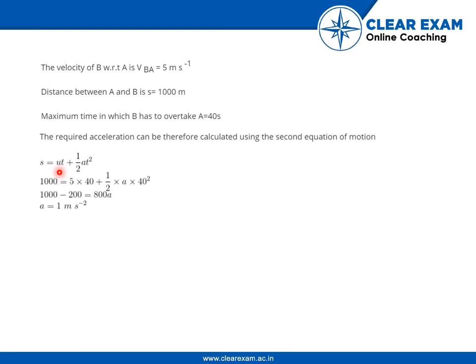So if we want to accomplish that, we need to use this particular formula. S is equal to ut plus half at square, where u is 5, t is 40 seconds, and t is 40 seconds as well, right? Because they are both the same. And S is 1000 meter. So we get a to be 1 meter per second square.